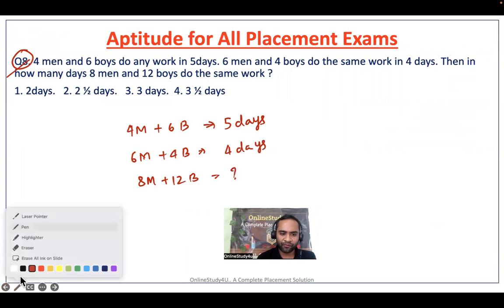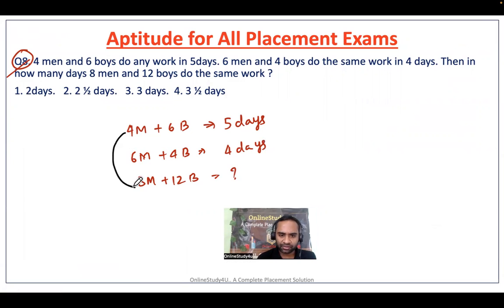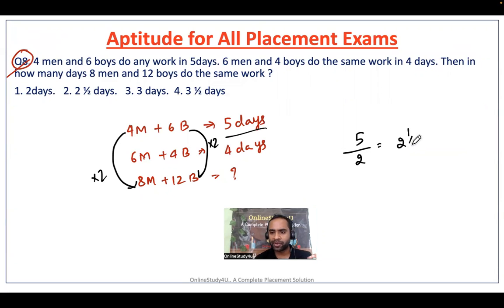Now, friends, if we try to see the first and third lines, the third is nothing but the first multiplied by 2. And this is also nothing but multiplied by 2. So what you have to do is take the number of days and divide it by the multiplication factor, and it will become 2.5 days. That will become your answer. Option 2 will become the correct answer, right?